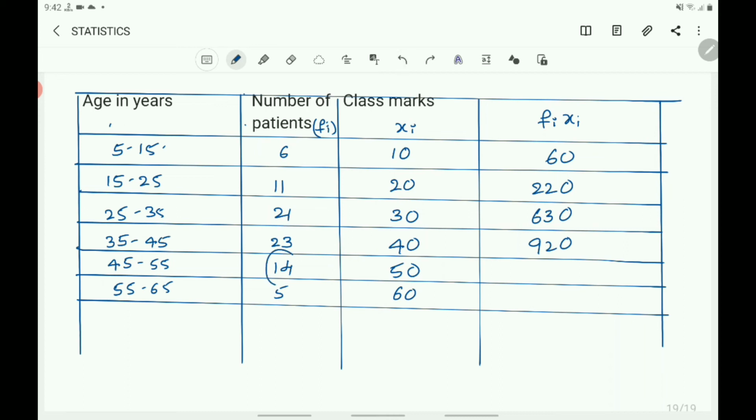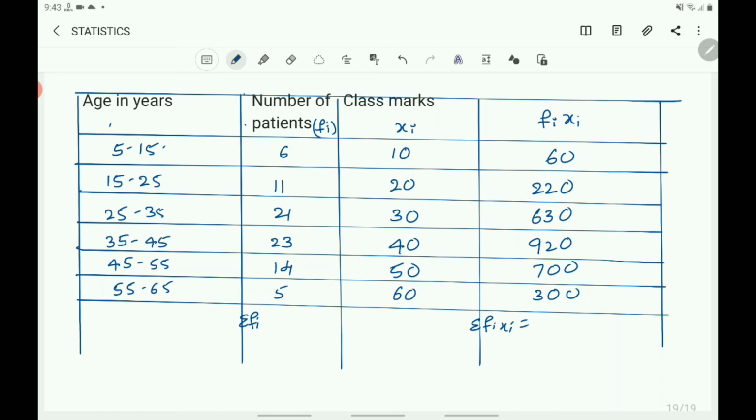And 14 50s is 14 5s are 70, 14 50s is 700. Then 5 60s, you know that 5 6s are 30, 5 60s is 300. Now here you get summation of Fi and summation of Fi Xi.